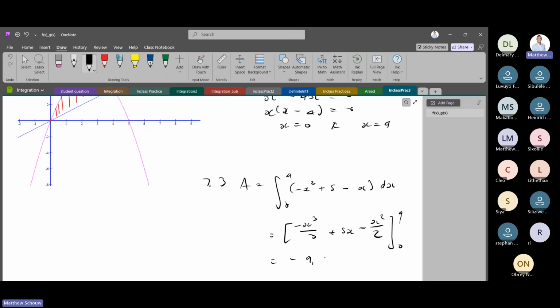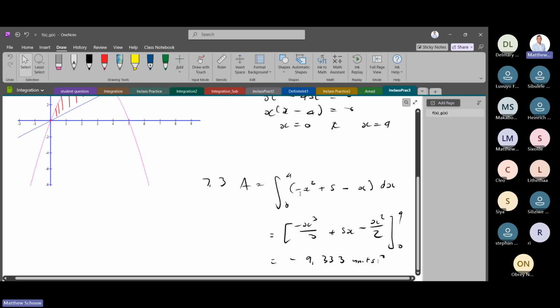Minus 9.333 units squared, right? I don't know why the book has 10.666 units squared for some reason. Not sure exactly what that is about. But wait, if that's 0, that's 0, that's 0. I don't see anything wrong with the integration. Yeah, 5x.